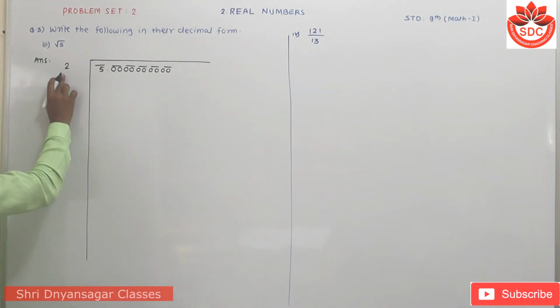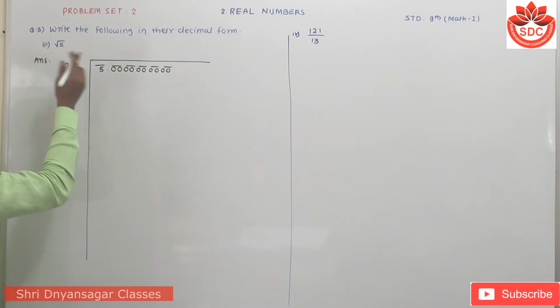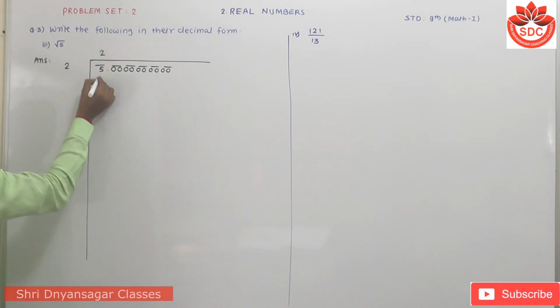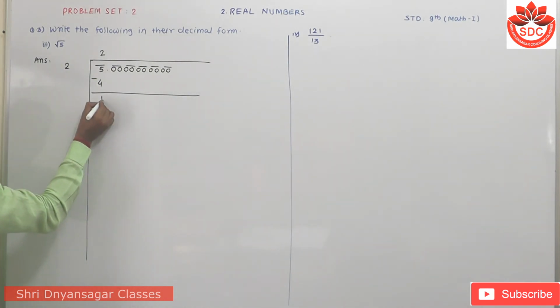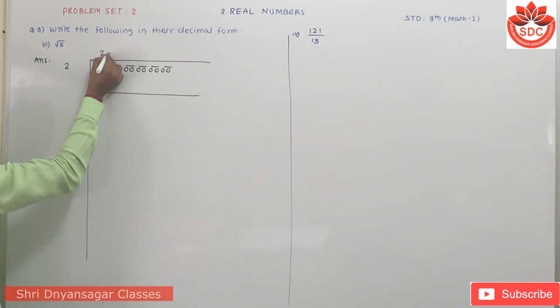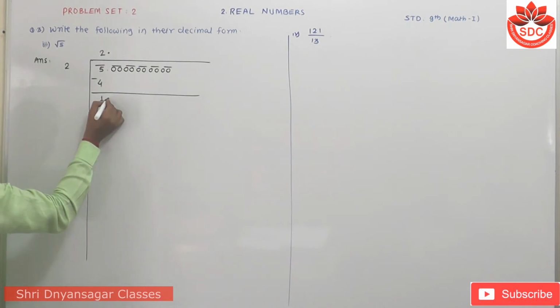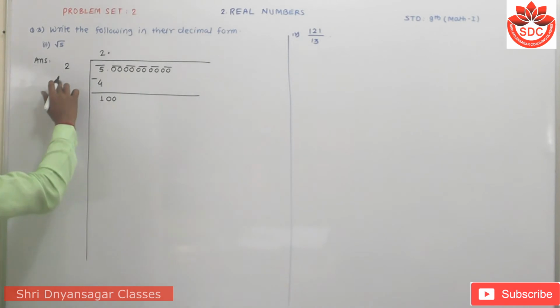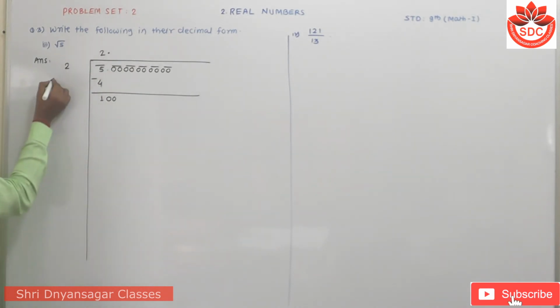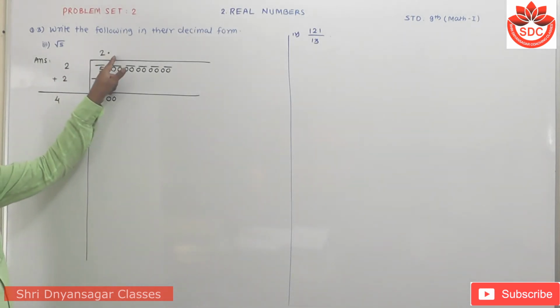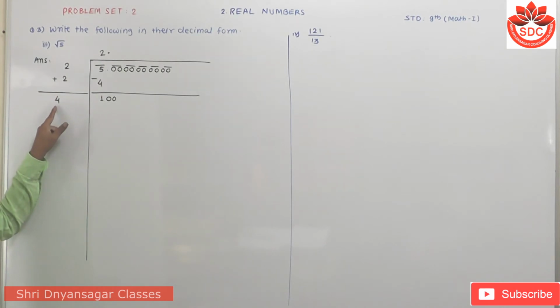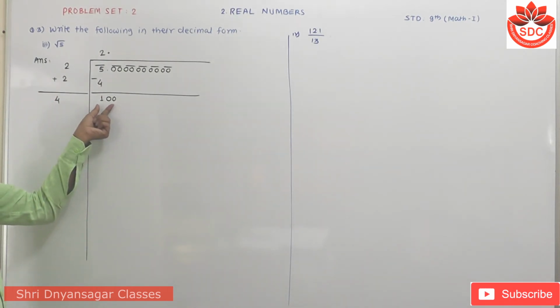Then you have to multiply this 2 by 2 again. Then it becomes 2 2s are 4. When we subtract it, the subtraction becomes 1. Place the decimal point here. Now take 1 pair of these 2 zeros here. Now you have to double it, so add this 2 into this number. Then it becomes how much? 4. Look carefully. You have to double it, so add these 2. We get 4. Then this is 100. Look at this 100.